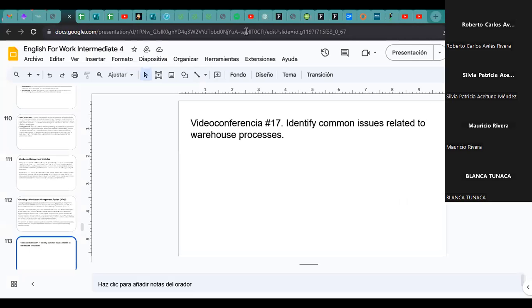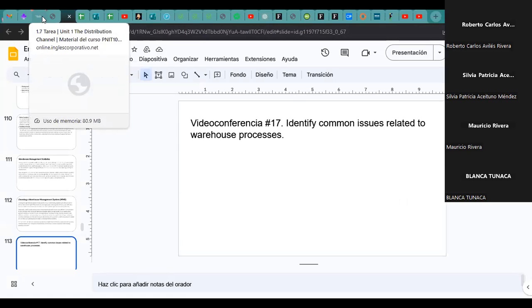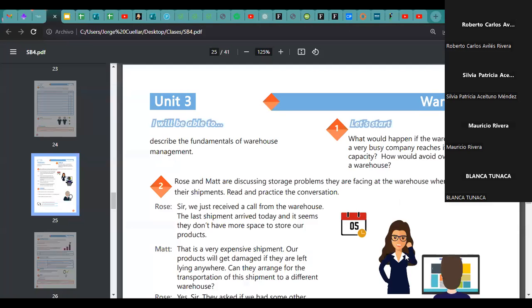Very good. Okay. So let's start with the book. What is it? It's this one. Okay. So unit 3, warehouse. And it says, I will be able to describe the fundamentals of warehouse management. And it says, what will happen if the warehouse of a very busy company reaches its maximum capacity? What do you think it can happen in that situation?